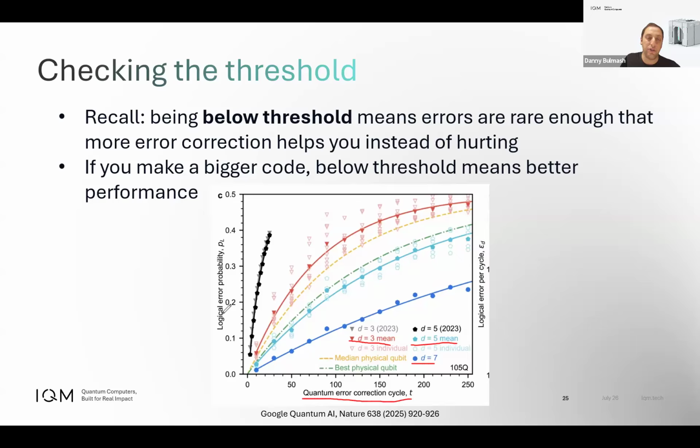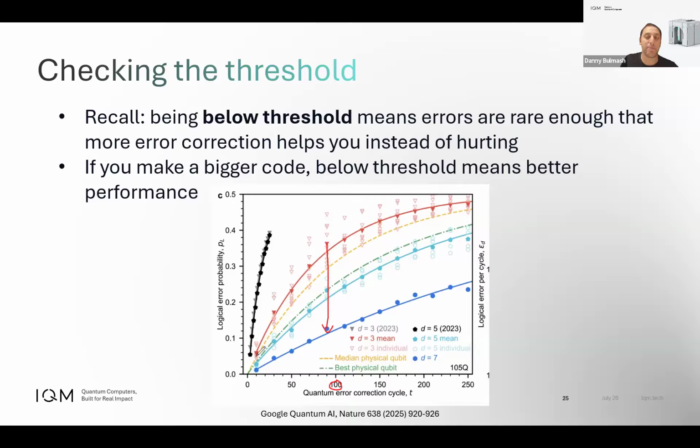It's error correction round versus logical error probability for different code distances. D equals 3 is a small surface code. D equals 5 is a bigger surface code. D equals 7 is a bigger surface code. You'll see that the shape of these curves is the same for all three. But as we add more and more qubits into the code, let's say we look at time 100, the probability of an error goes down when we add more qubits. That means that more error correction is helping, not hurting.